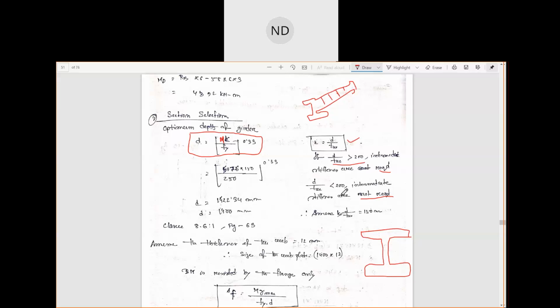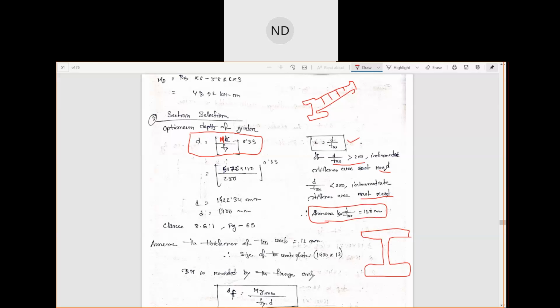So in this question, let us assume that this d by tw is less than 200, and therefore let us assume it to be 150. Here it is assumed to be 150. You can assume it yourself. We are not providing any stiffener, so we are taking it to be less than 200, and we have assumed that our d by tw is 150.